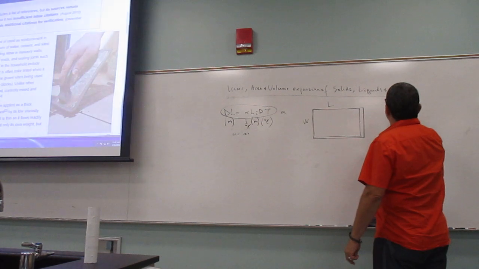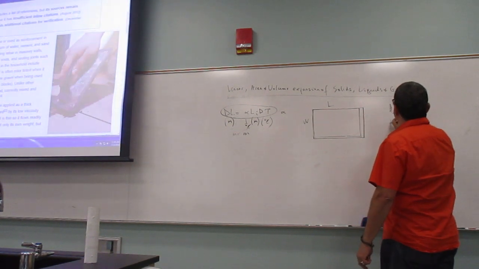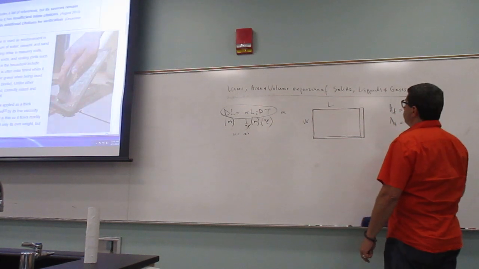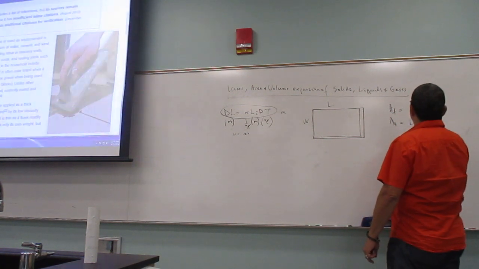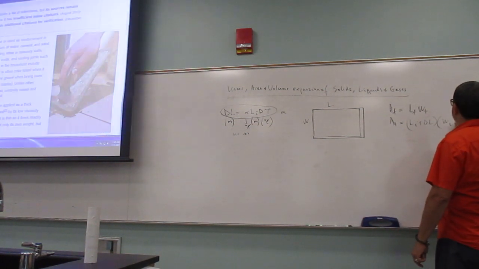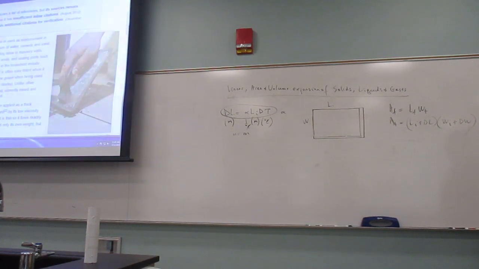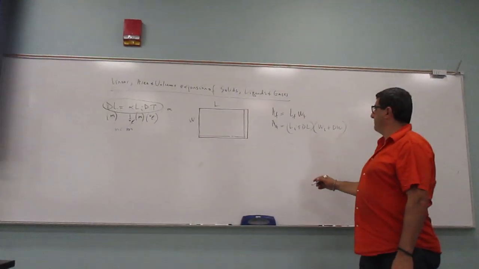The final area is going to be the final length times the final width, right? What's the final length? L initial plus delta L. What's the final width? W initial plus delta W, right? So then what happens?